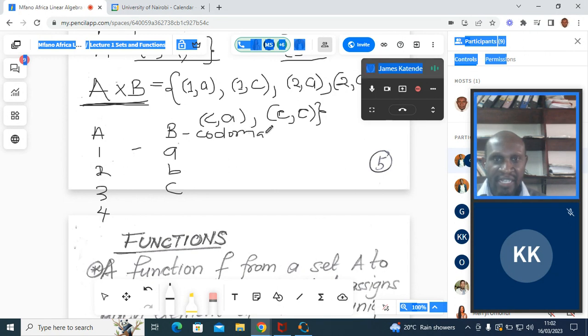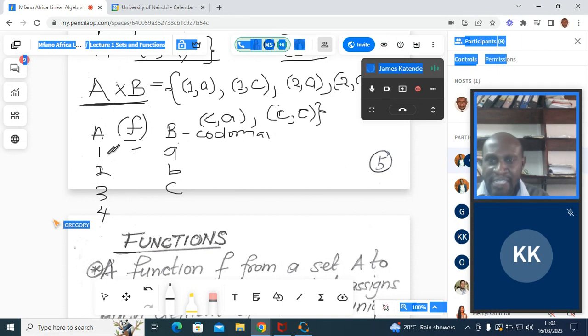So generally we label the rule. The rule is given some name most of the time. Many times the first encounter will be with the letter F to represent a function. So the rule that assigns an element of A to an element of B is given a name. In this case, we call it F.